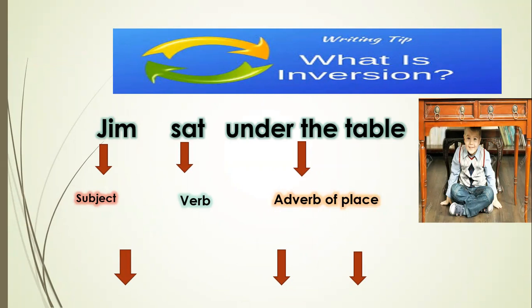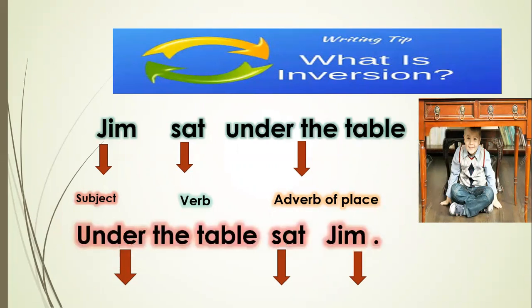In our lesson today, I am going to teach you another way by which you can make your sentence more attractive to read, which is you can say, under the table sat Jim. Again, under the table sat Jim. What did we do? We use the opposite word order, okay? So we start our sentence with the adverb of place, then the main verb, and the last step is the subject.